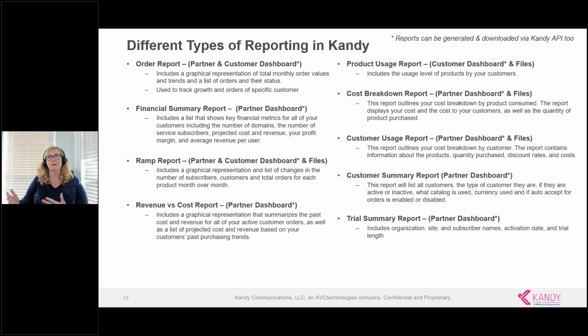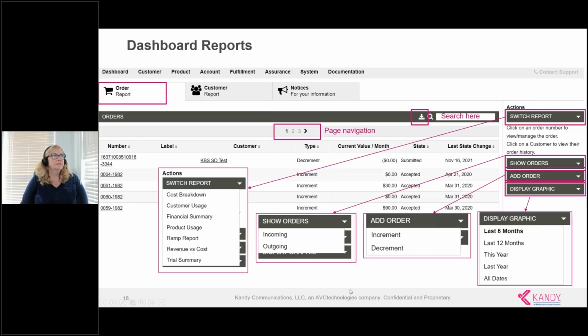So there are several types of reports here. There's an order report, a financial summary report, a ramp report, a revenue versus cost report, a product usage report, a cost breakdown, a customer usage report, which we've just gone through, a customer summary report, and then a trial summary report. So you'll notice here those that have an asterisk, that means they can be generated and downloaded also through the APIs, some of which you'll see the customer dashboard can see, as well as the order report and the ramp report. Okay. So let's look at a few of these.